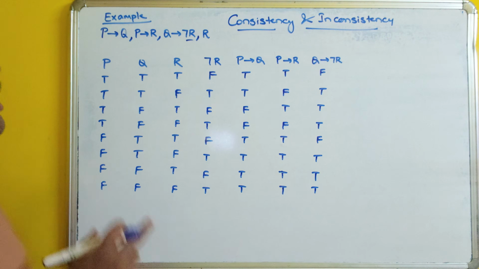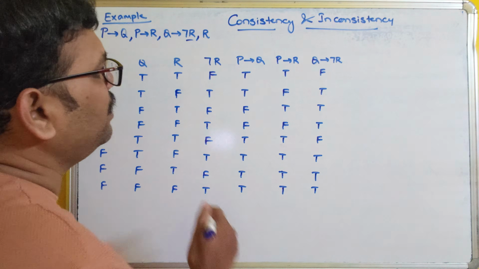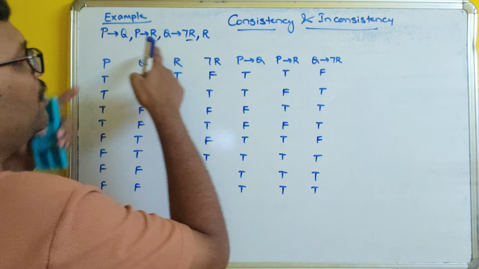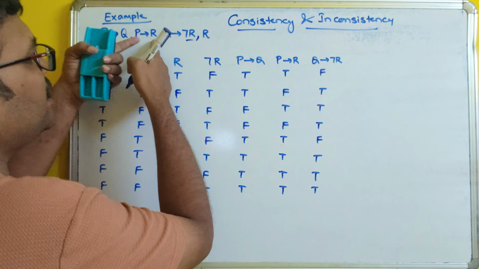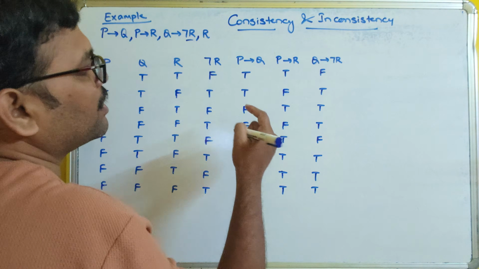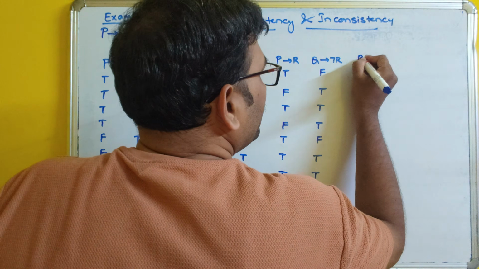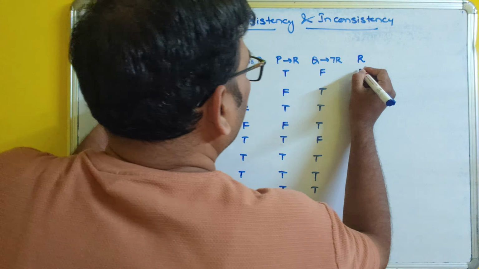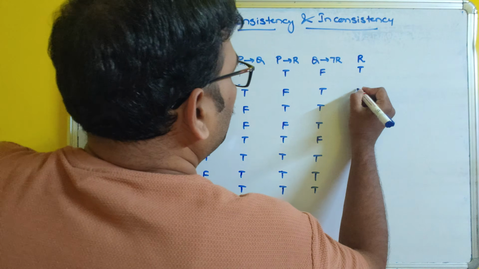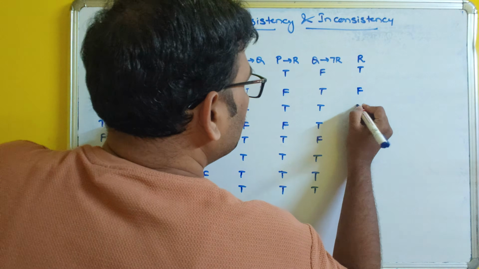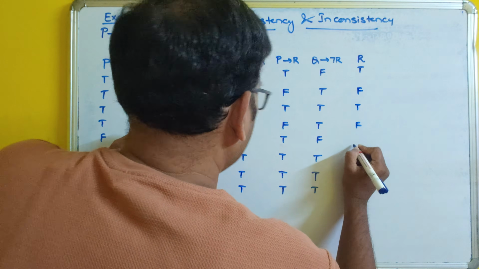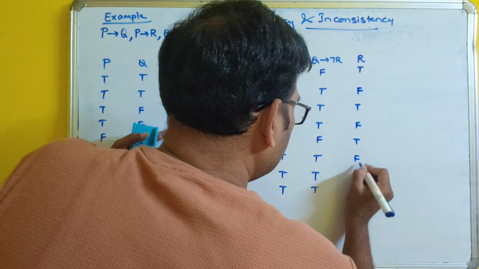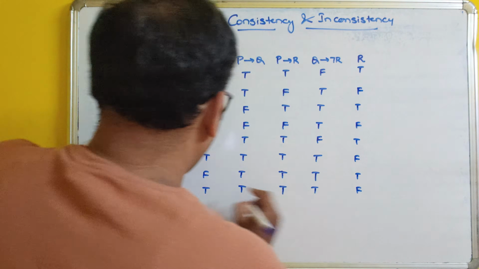Okay. So we have calculated everything, and now you can observe: P implies Q, P implies R, Q implies negation R, R. Once again I'll write R here so it will be easy for you to understand: true, false, true, false, true, false, true, false.